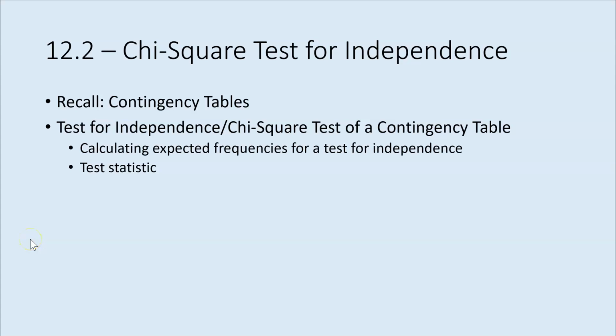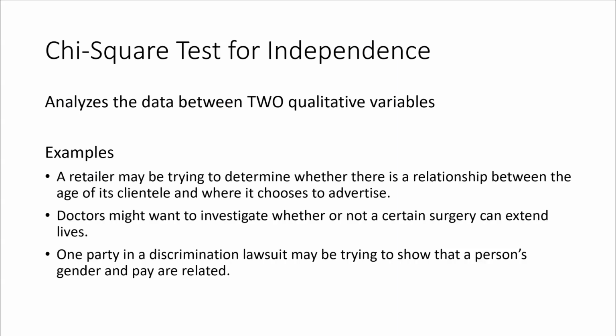All right, in 12.2, we're going to continue using the chi-square test, but in this case, we're going to be doing it for independence in a contingency table. So we'll still be using some of the skills from 12.1, but things are going to look just a little bit different. So the idea is we're analyzing the data between two qualitative variables. So let's look at an example.